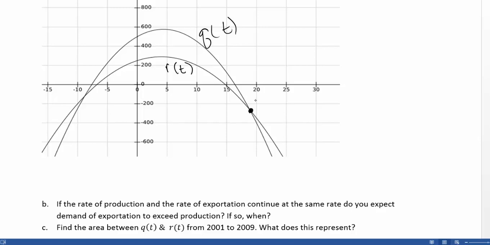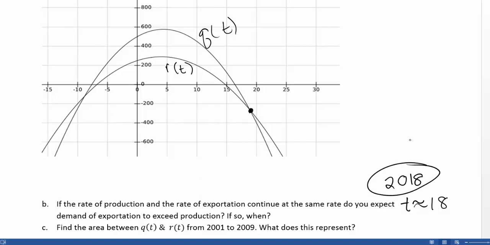So if we move past that point, then all of a sudden the rate at which we are exporting is higher than our production. So this happens at roughly, I would say, 18. So I would say around t is approximately 18 is when the demand for exportation is going to exceed our production. Remember, time was in years since 2000. So that means that this is going to happen in the year 2018 if these rates continue.